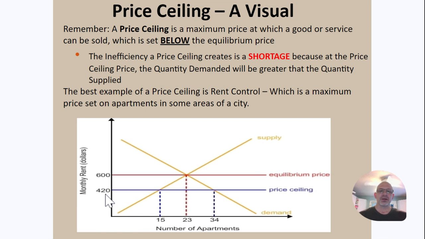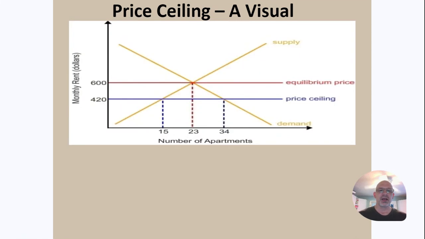Well, at $420, because we're below equilibrium, we're going to have a shortage. Because if I go from 420, the price ceiling price, until I hit the supply curve and go straight down, I get 15 apartments available. That's the quantity supplied. If I go back to 420 and go all the way until I hit the demand curve and go straight down, this is my quantity demanded at $420, which is 34. So we have more quantity demanded than quantity supplied. That's the shortage. Now, just like the last slide, you're going to be asked to identify the amount of the surplus, or in this case, the shortage.